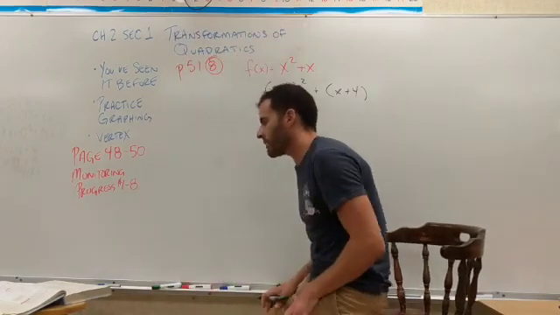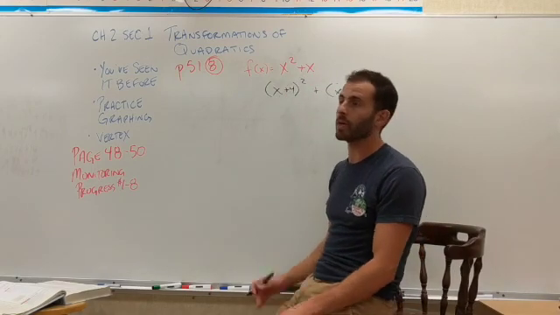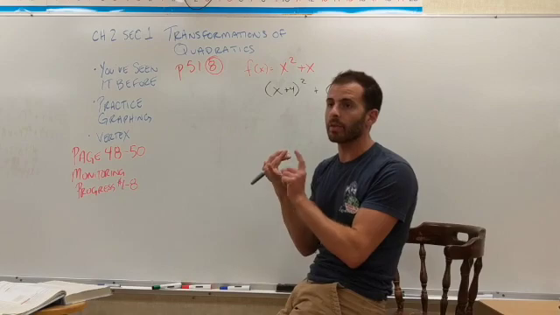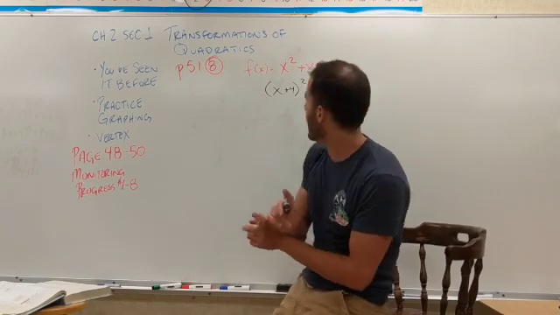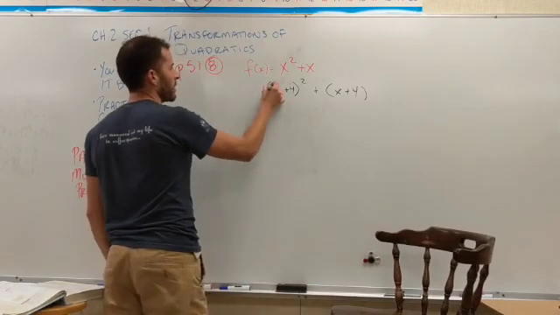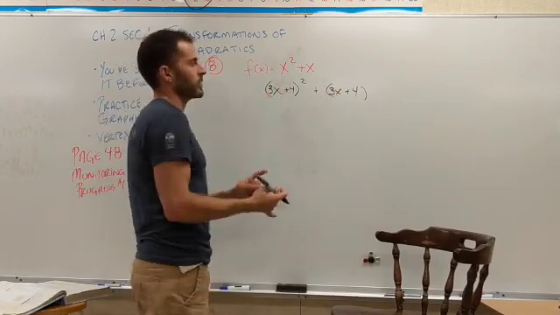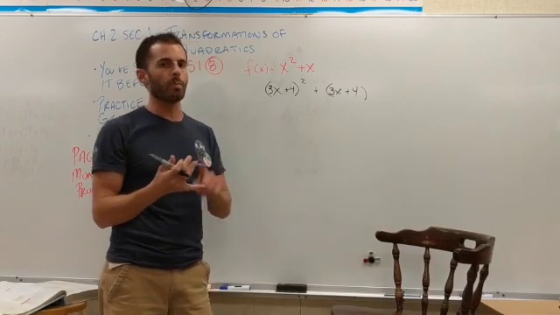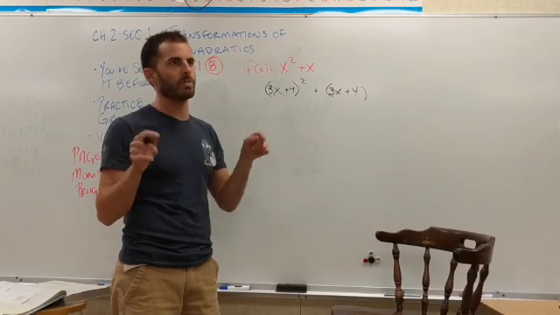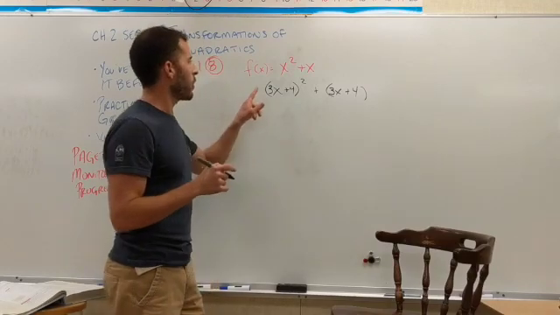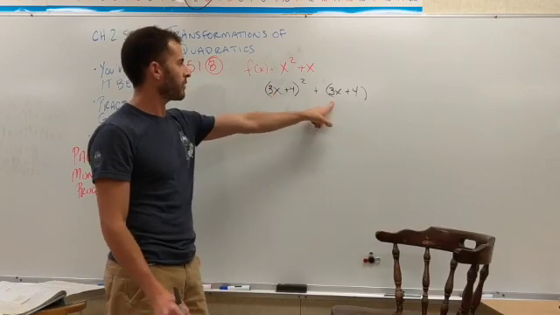Finally, they say horizontal shrink by a factor of 1 over 3. All right, horizontal, okay, so you always do the opposite. It says shrink by a third. I'm going to multiply the x by 3. And just to be clear, when we're doing a horizontal stretch or shrink, we are only multiplying the x, just the x, not anything else inside of the parentheses. So horizontal shrink by a third, we're multiplying the x's by 3.